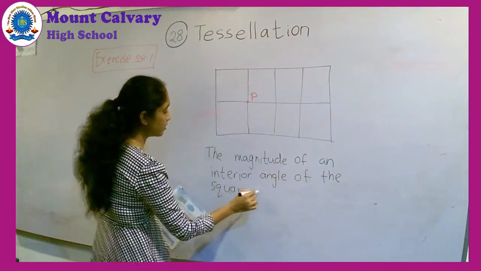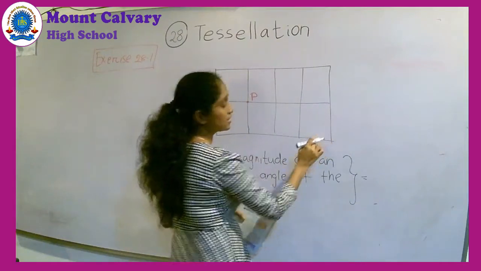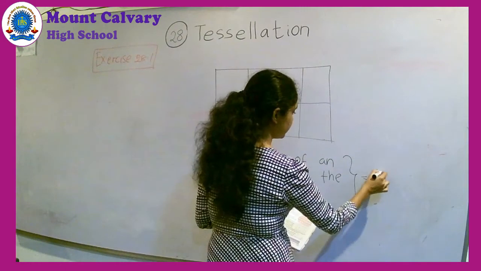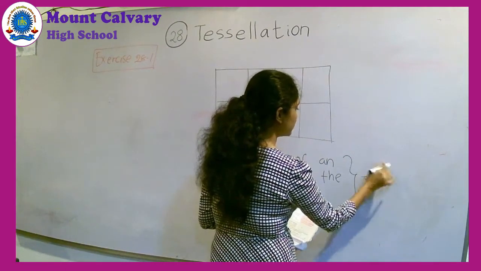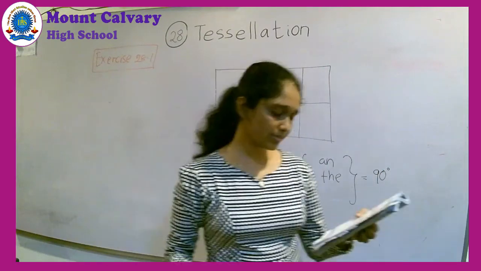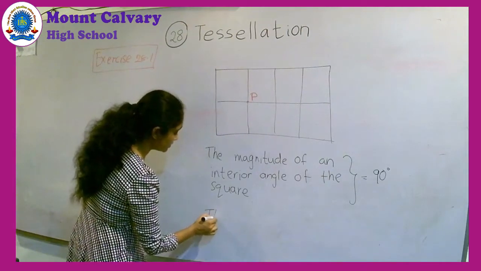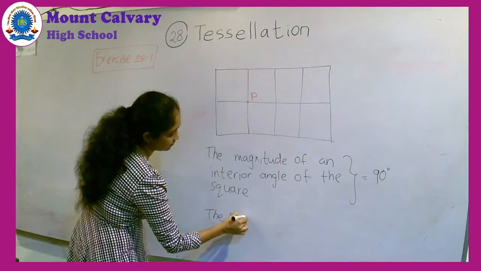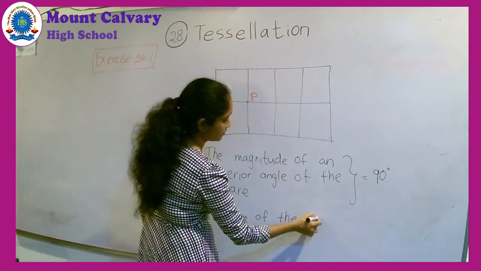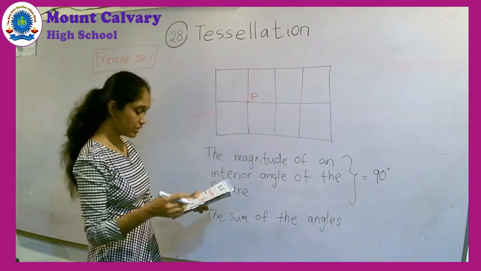What is the magnitude of an interior angle of the square? Yes, you know. How many degrees? Yes, it's a right angle. So, 90 degrees, right? Then, the sum of the angles around the point P.